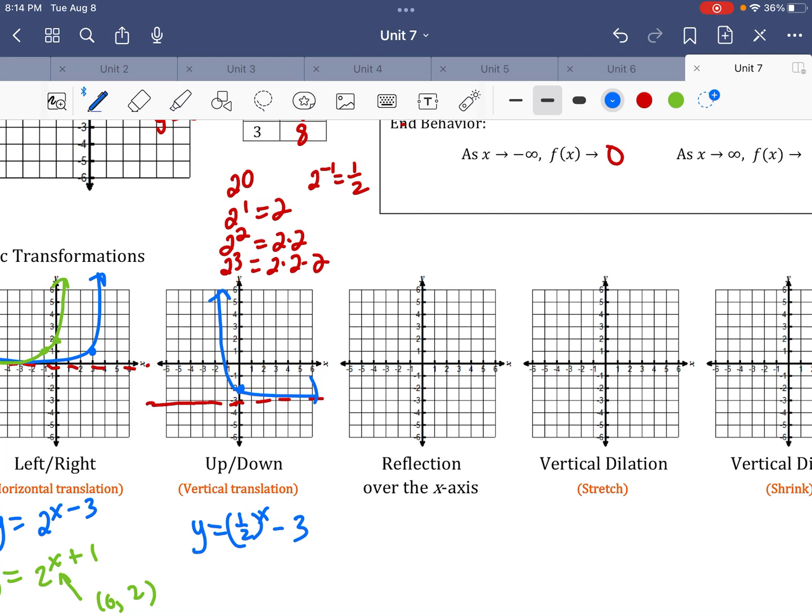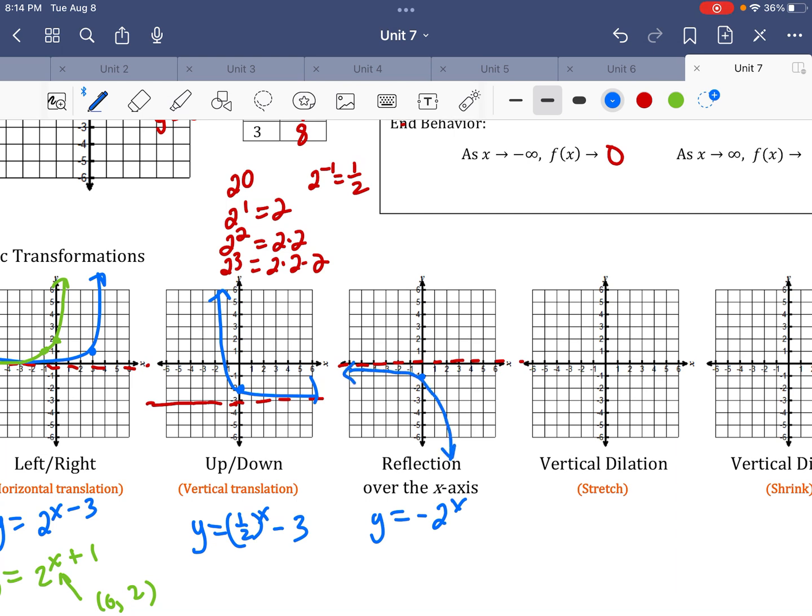A reflection over the x-axis. So when you reflect over the x-axis, you're going to go ahead and flip over. So that would be a graph like, y equals negative, and like, let's say 2 to the x. So normally I would say, okay, it's going to grow, but it has to flip over. So that's going to turn into this.